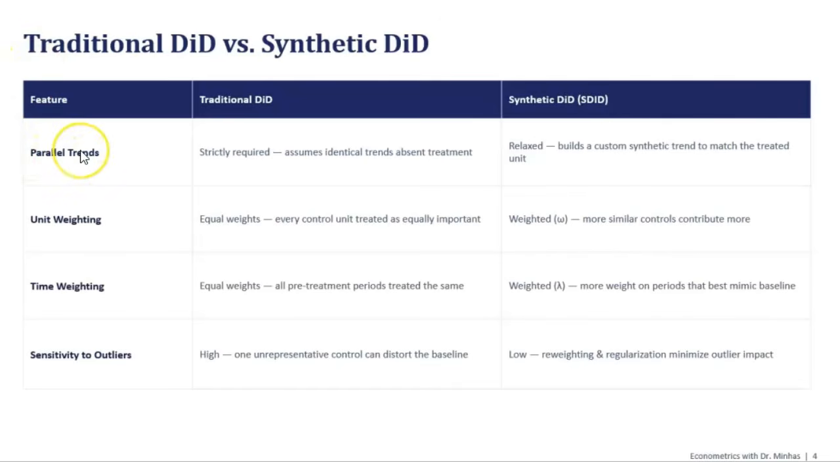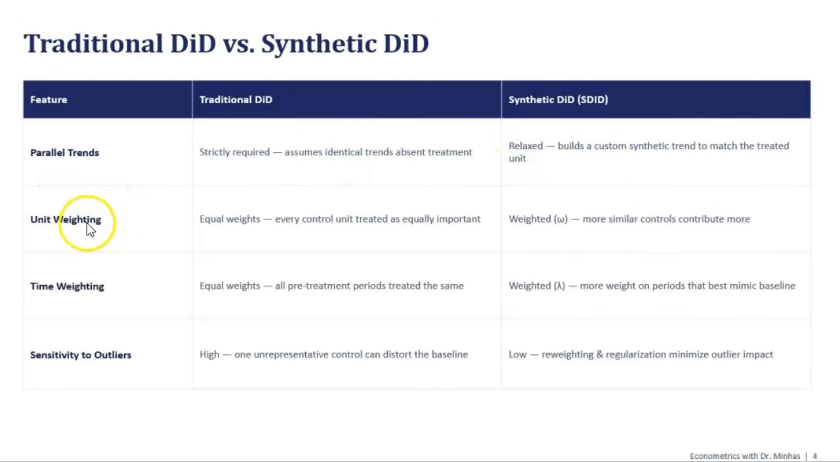So the first feature is the parallel trend assumption. For traditional DID it is strictly required, and if the data does not meet the parallel trend assumption, we cannot rely on the results of our DID model. But for synthetic DID, as I have explained, this assumption is relaxed, and it builds a custom synthetic trend to match the treated unit. So the model itself generates a synthetic control group and matches it with the treated group.